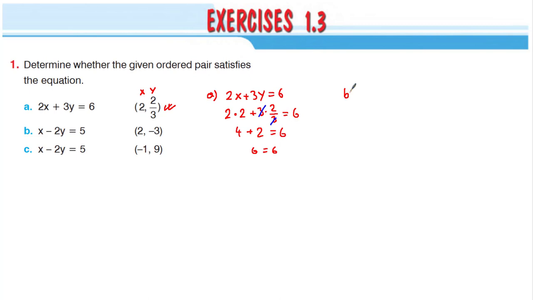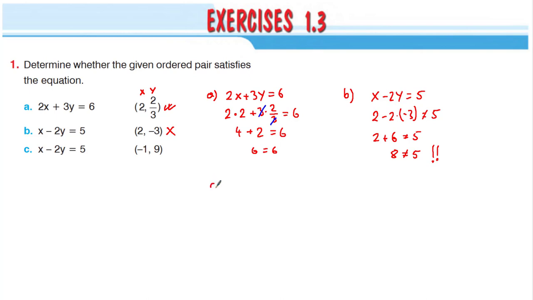Under B, we have x minus 2y is equal to 5. So now we have to substitute x by 2 and y by negative 3. So 2 minus 2 times negative 3 should be 5. 2 plus 6 should be 5. That means 8 is 5. Well, this is not quite true. So this is not equal. That means this pair does not satisfy the equation x minus 2y is 5.